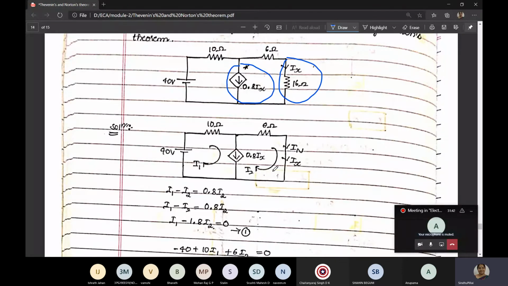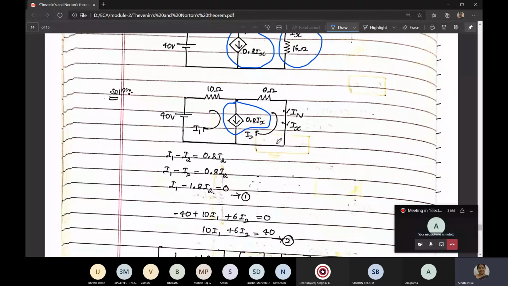Do you remember the definition? What is a super mesh? Between two meshes, if I get a current source, okay, this is a current source, we call it a super mesh. So write this current source in terms of loop currents. Which loop current should be taken first? We have to take I1 first, because I1 is in the direction. So I1 minus I2 is equal to 0.8.